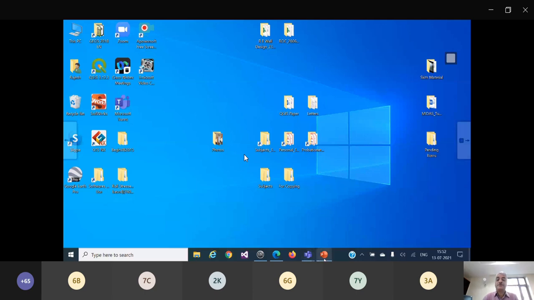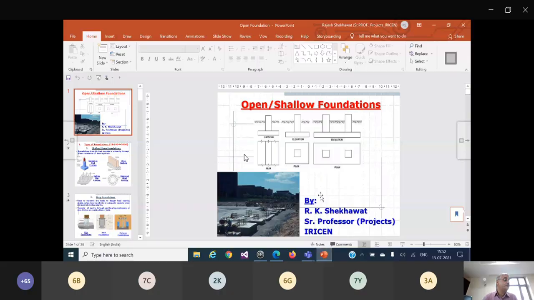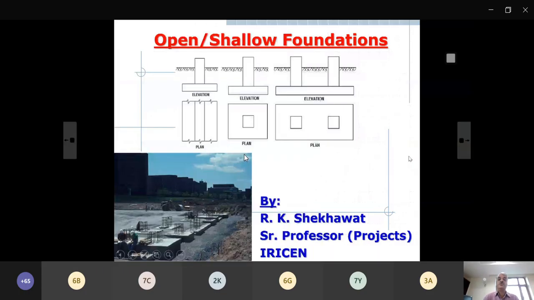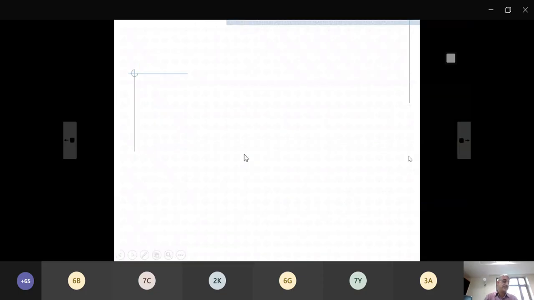Okay. Right? Yes, sir. Now we will go to our subject, which was, we are a bit late, but anyway, we'll start it today. Foundations, bridge foundations. So there are three: open foundations, pile foundations, and well foundations. We will cover all these three in the next classes. So first we will talk about open foundations, or what we also call shallow foundations.